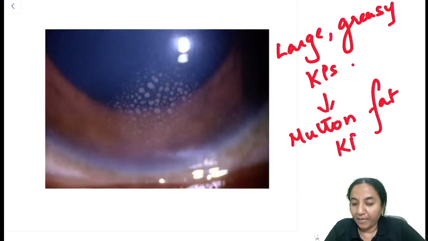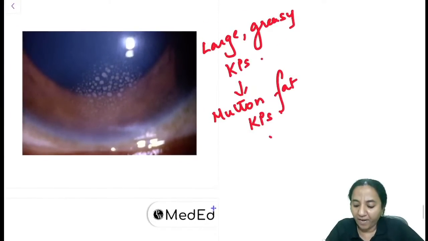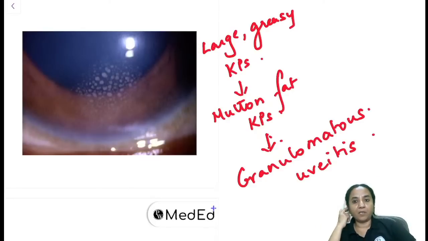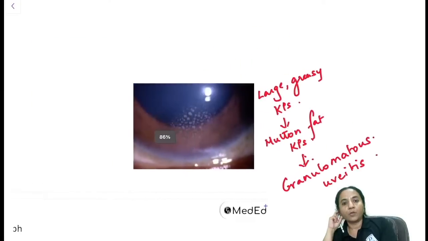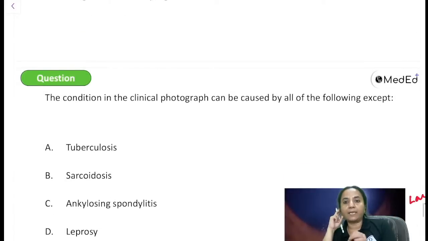And if you get mutton fat KPs, what does it tell you about the diagnosis? Where do you get mutton fat KPs? Mutton fat KPs are seen in granulomatous uveitis. So these large, greasy KPs or mutton fat KPs are suggestive of granulomatous uveitis. So look here, the question says it is not seen in which one?